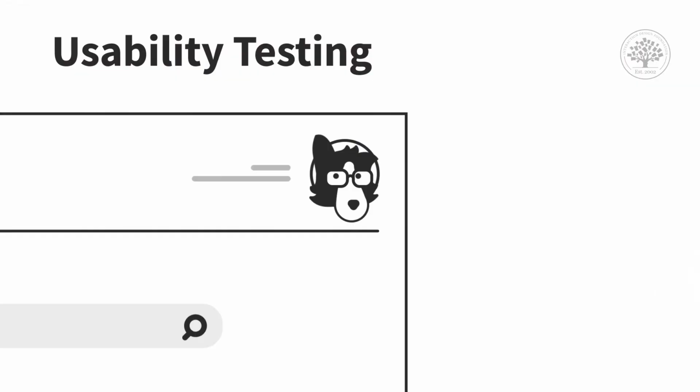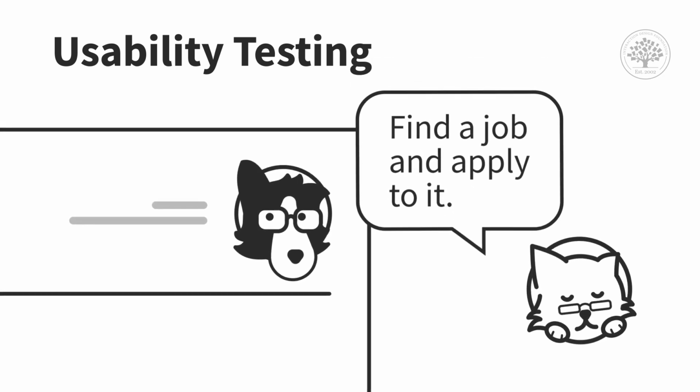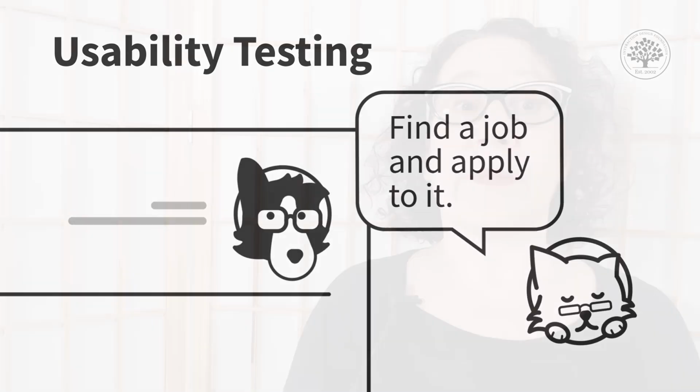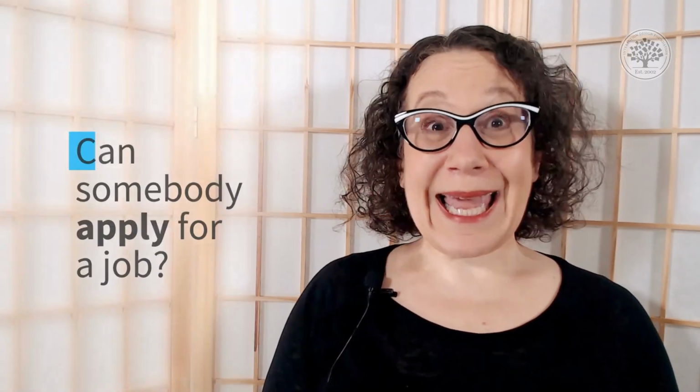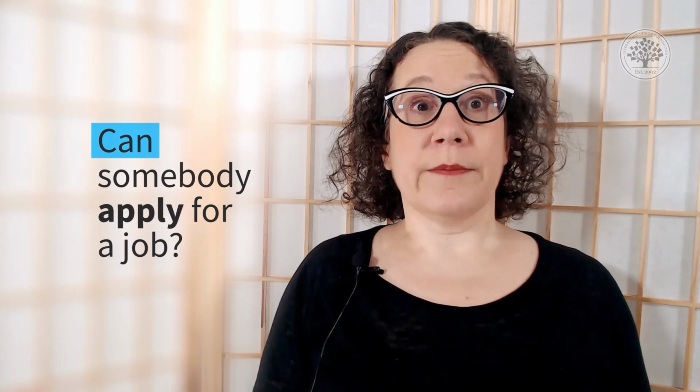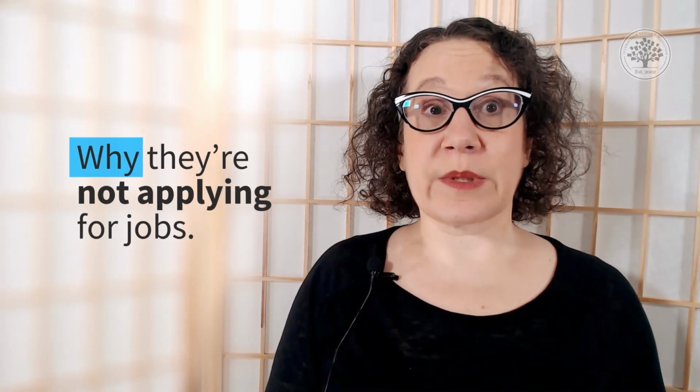Let's say we ran some simple usability testing on the application process. That would mean we'd give applicants a task to perform, like find a job and apply to it. What might we learn from that? Well, that's the place where we'd learn if there were any bugs or confusing parts of the system. Basically, can somebody apply for a job? It takes more of a real conversation with a real user or a potential user to learn why they're not applying for jobs. It's not that one kind of testing is better than the other, it's that you can learn very different things with the different types of testing.